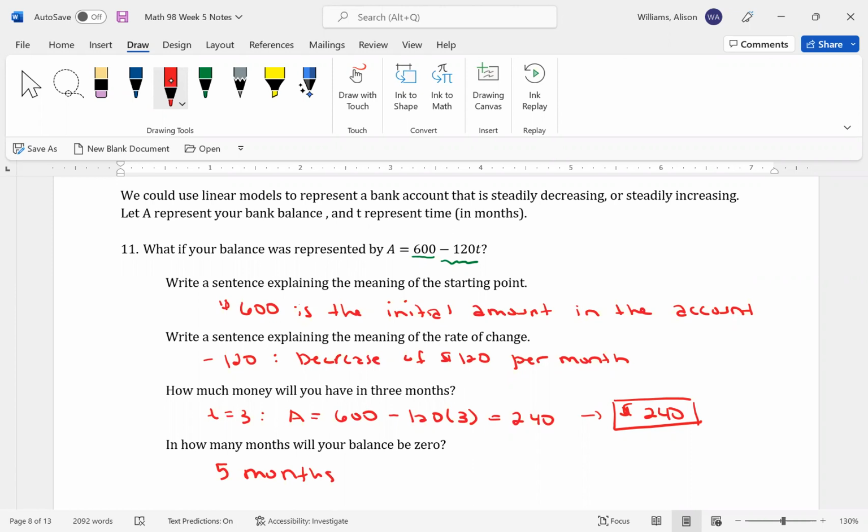Or I notice if I plug 5 in for t, it's going to give me 0. Okay, 120 times 5 is 600, and 600 minus 600 comes out to 0. So 5 months. But I used the rationale that if I keep decreasing by 120 per month, after this number, I'd have to subtract it 2 more times, which meant 2 months. That's how I figured that out.